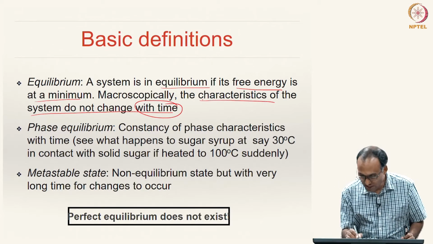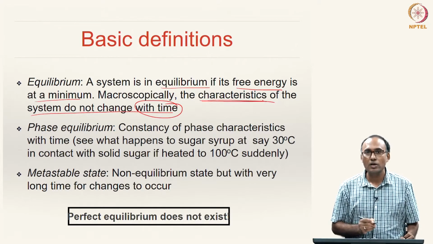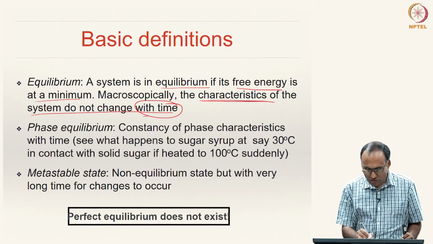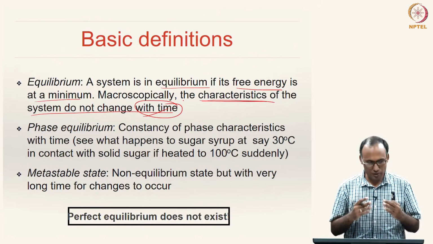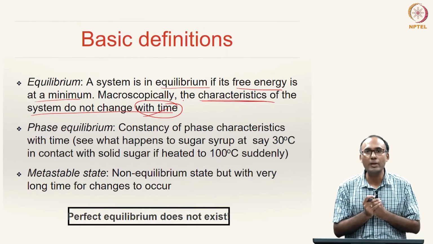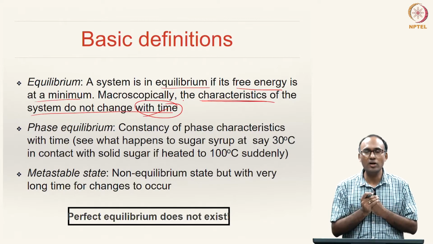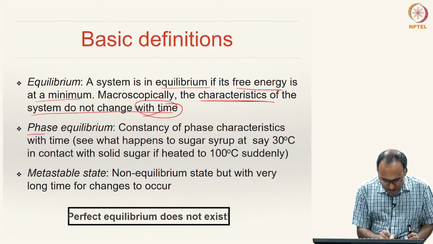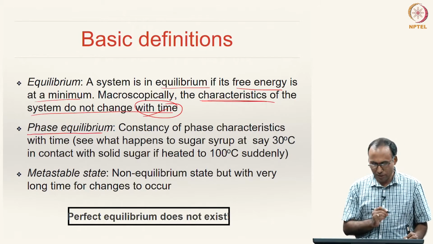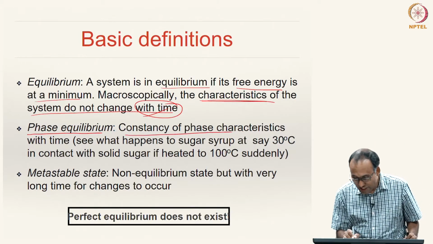So, the characteristics of the system should not change with respect to time, and such a configuration is called equilibrium configuration, or such a system is said to be in equilibrium. And what do we mean by phase equilibrium? Phase equilibrium is nothing but the constancy of phase characteristics.